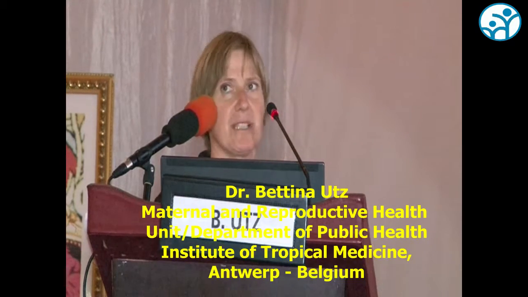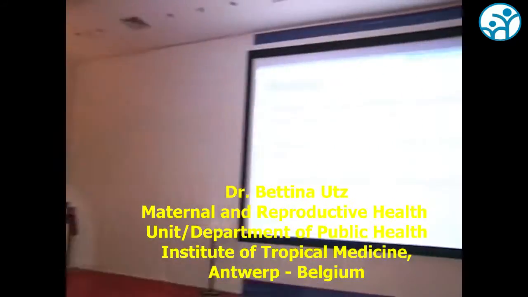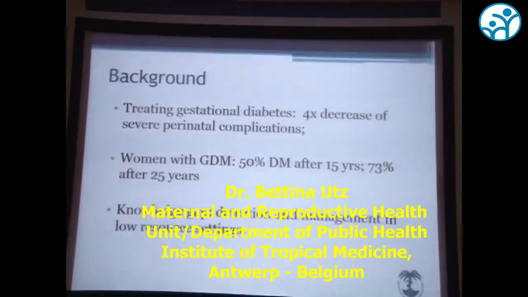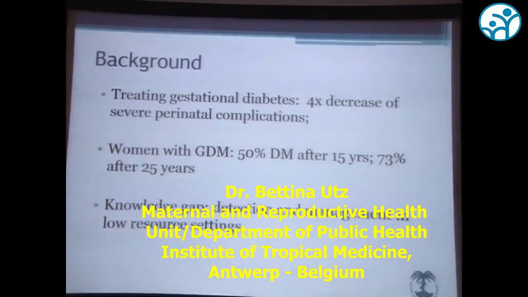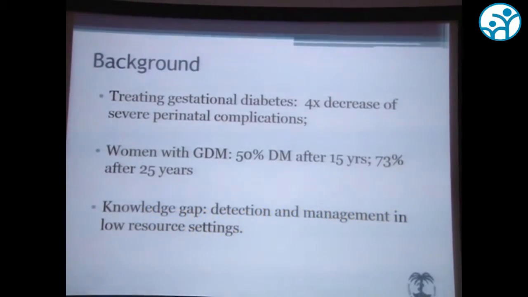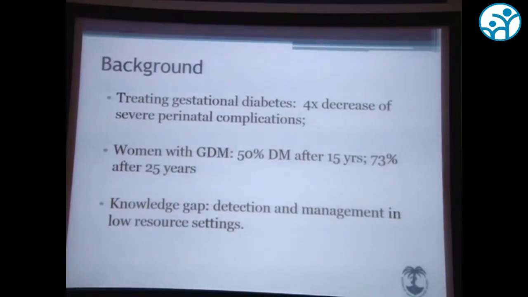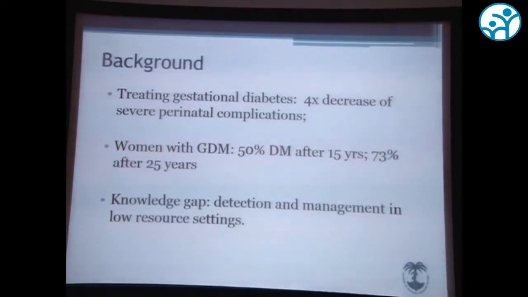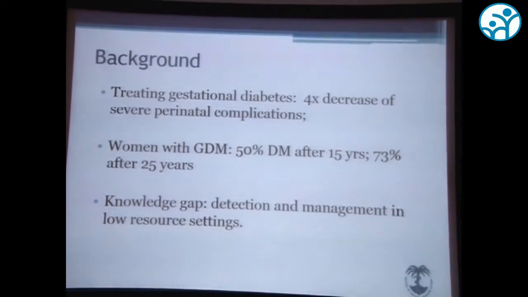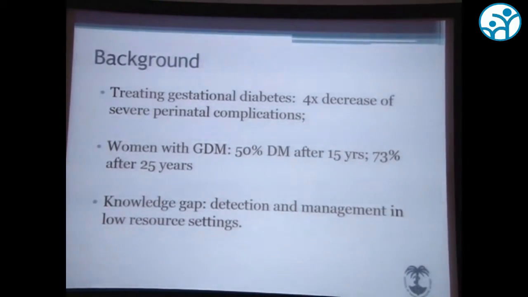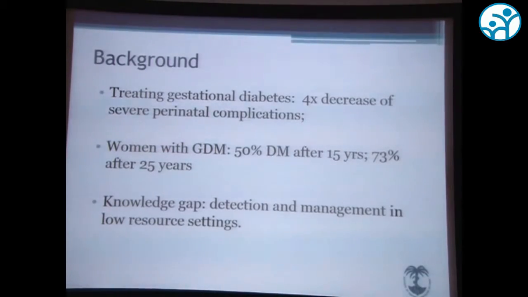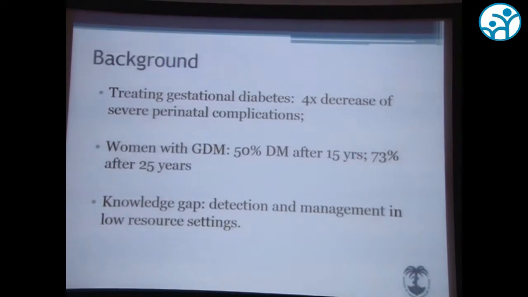And switch in English. Okay. As you all know, gestational diabetes is associated with maternal and perinatal complications, such as macrosomia or prematurity, and maternal complications include hypertension and preeclampsia, and also prolonged and obstructed labor due to macrosomia. And treating gestational diabetes can reduce, especially perinatal complications, fourfold.